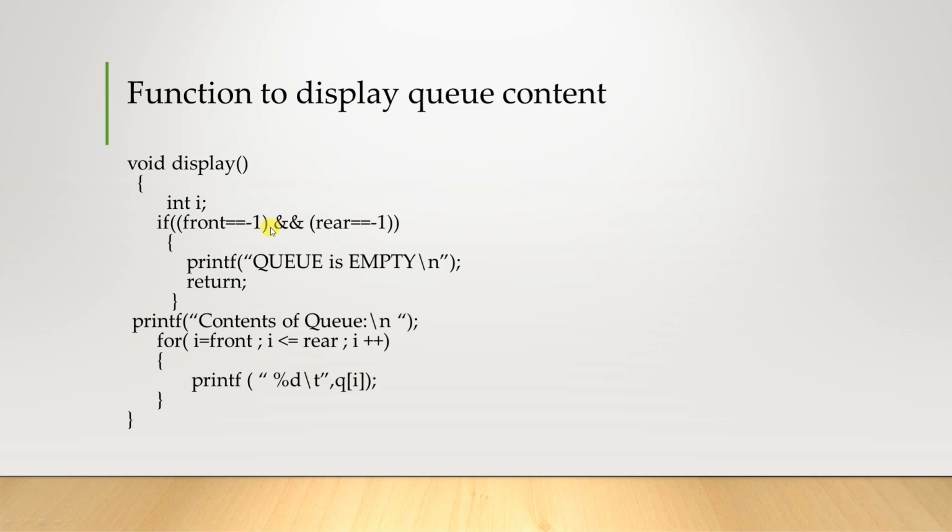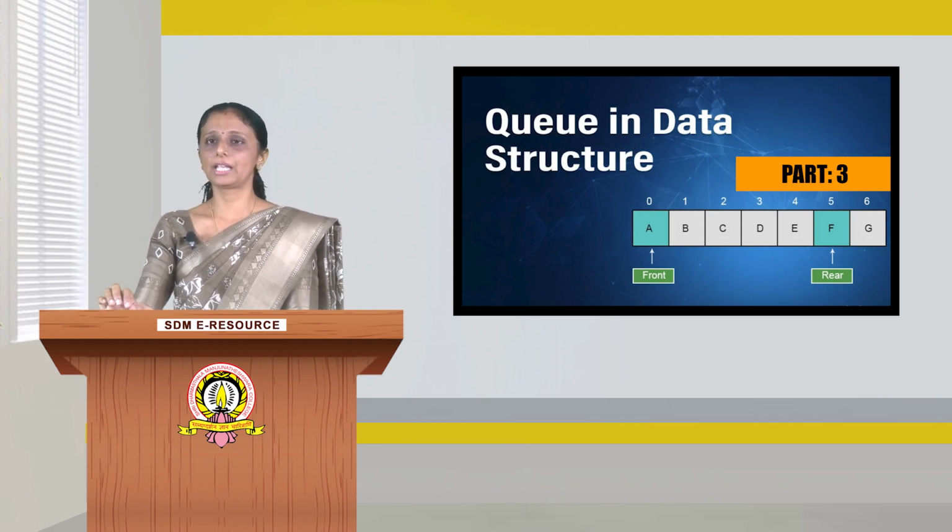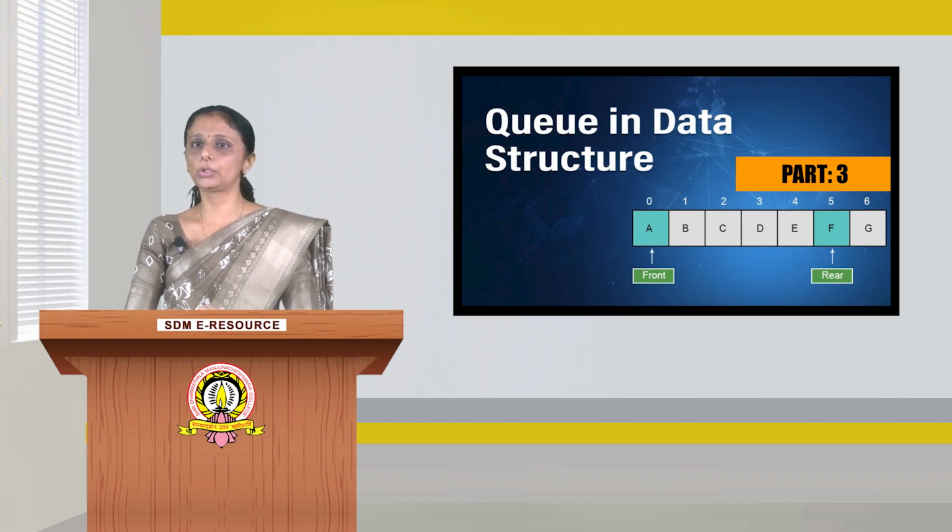Otherwise, we can display the content of the queue just by iterating i from the front end through the rear end. In that case we have to apply a loop because iteration has to be done. This is my iteration variable i. So i is equal to the front pointer, till it is equal to the rear pointer, and then we have to access the element of this particular index, that is queue of i. This is the method to display the queue content. These are the types of operations that can be performed on a queue.